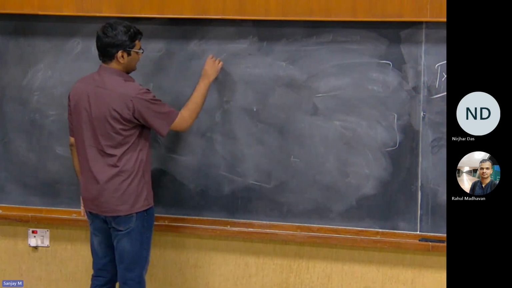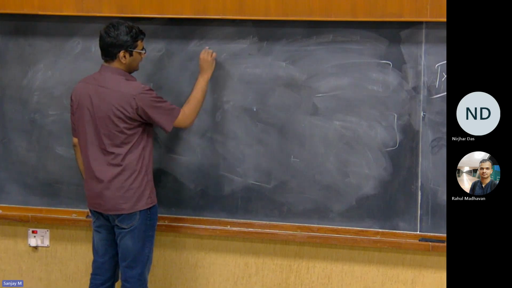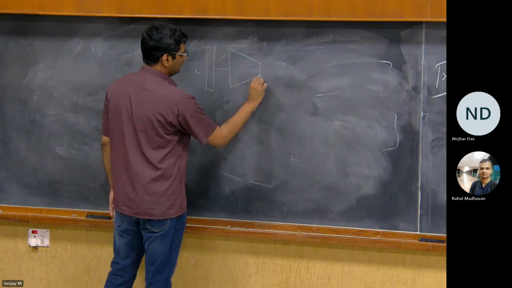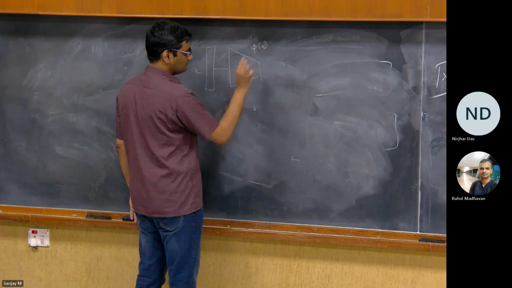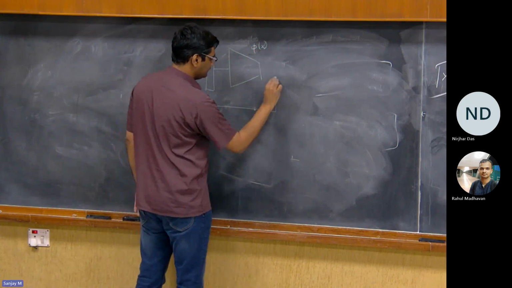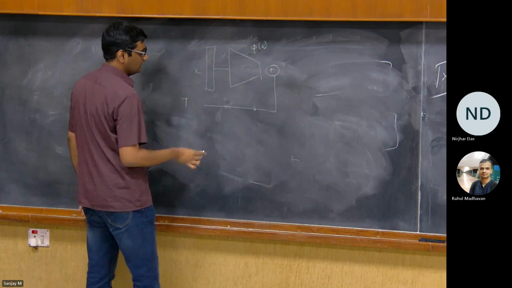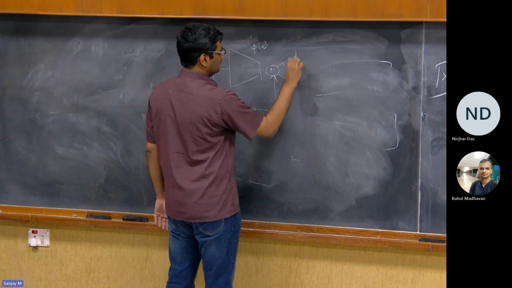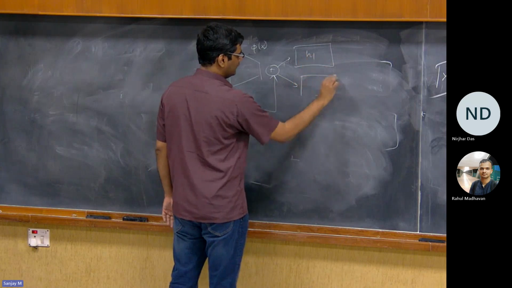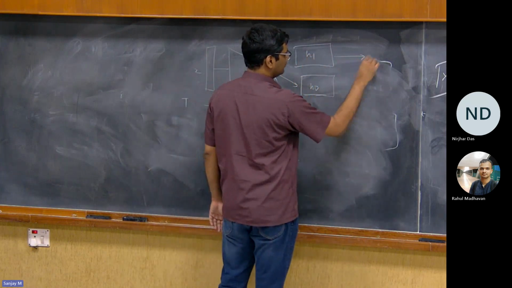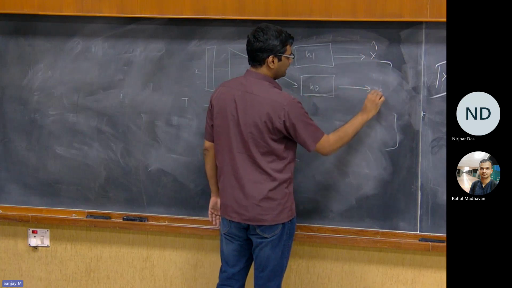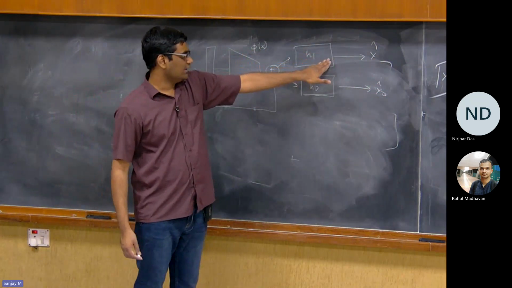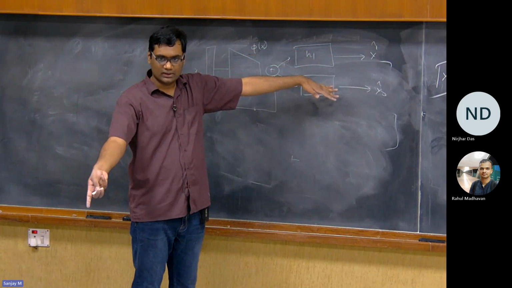So here is a neural net thing. What you do is you take X, you pass it through a neural net, and you produce P of X. Then you take the treatment, and what you do is you basically split it into two. You have one neural net H1, another neural net H0. This tries to predict Y1, this tries to predict Y0.